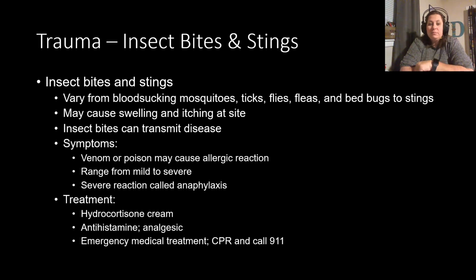Symptoms depend on what the bite or sting consists of. If venom or poison is present, it may cause an allergic reaction. These can range from mild to severe, but severe reactions could send the patient into what we call anaphylaxis or anaphylactic shock. Treatment: hydrocortisone cream is very helpful. Antihistamines, analgesics, or painkillers. Emergency medical treatment might need to be done if they go into anaphylactic shock, which requires maybe the use of CPR and definitely calling 911 to get that patient to a hospital.